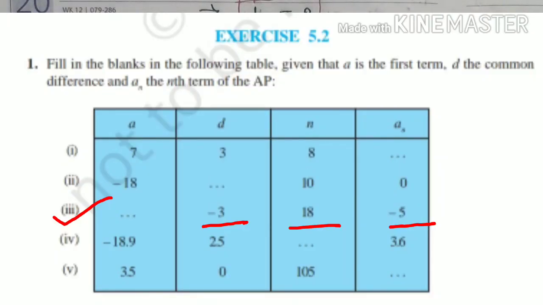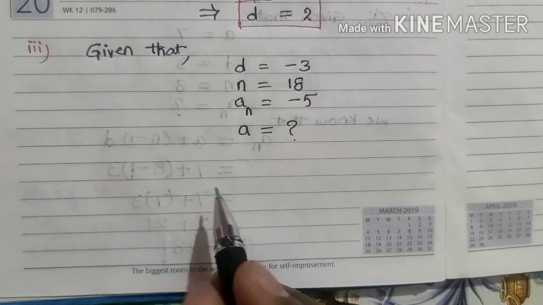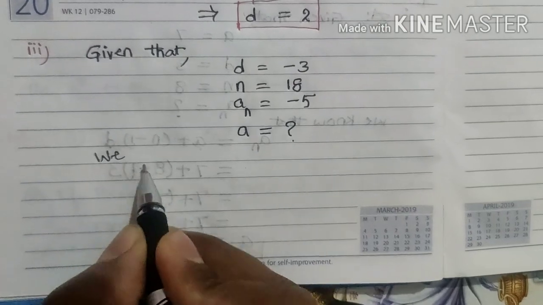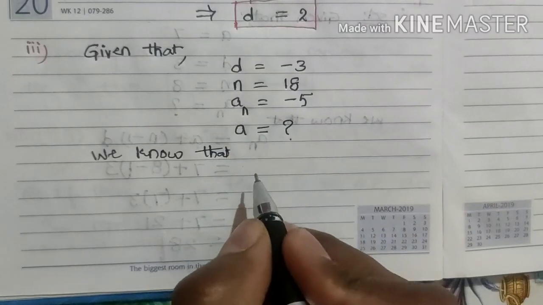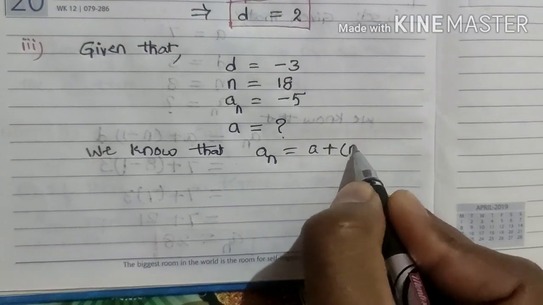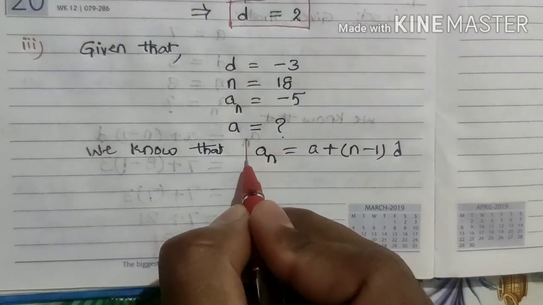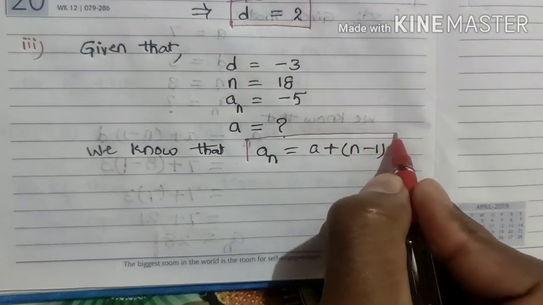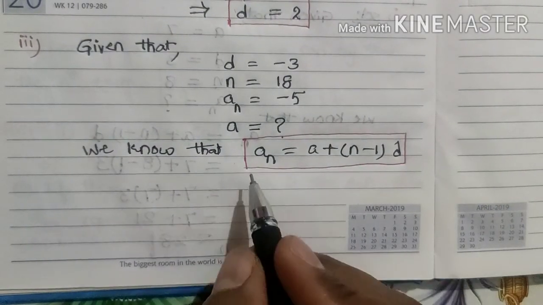In question number 3, the given values are d is minus 3, n is 18, a_n is minus 5. They are asking us to find the value of a. That means the first term they are asking us to find. So what is the relation among all these? We know the nth term formula, a_n is equal to a plus (n minus 1) into d. This is the formula that tells the relation among a_n, a, n and d. So write the relation among all these, then substitution.